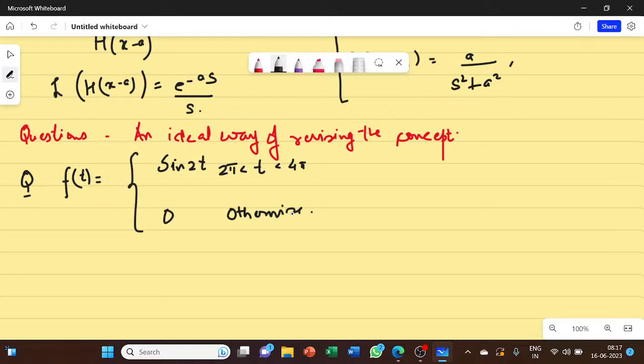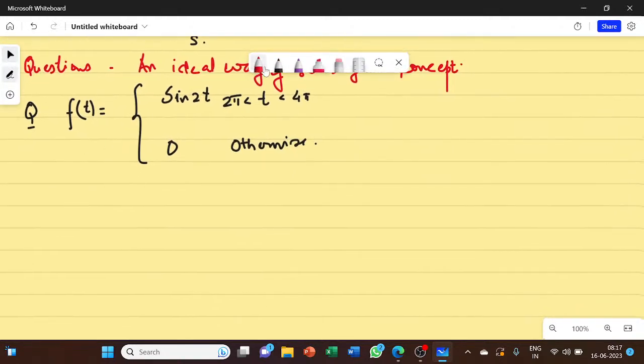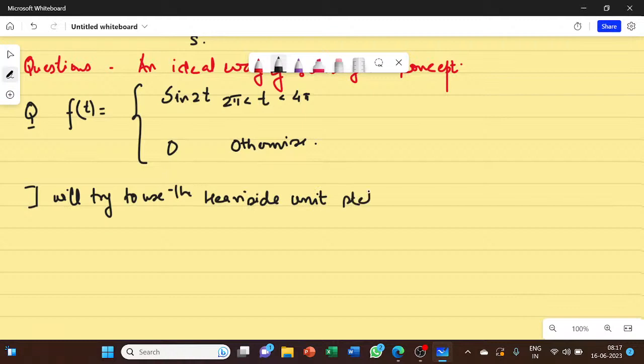Okay, so see how to do this question. Just think about it. If I want to write this particular expression in one go, I will try to use the Heaviside unit step function as given above.